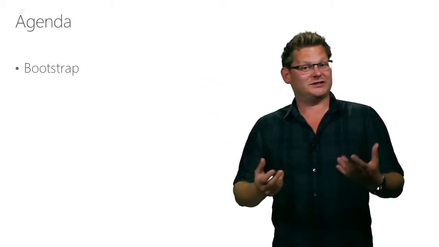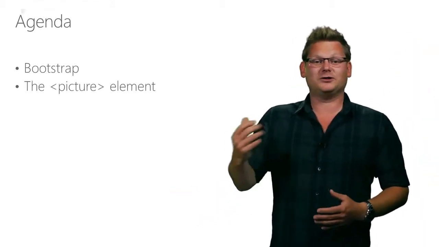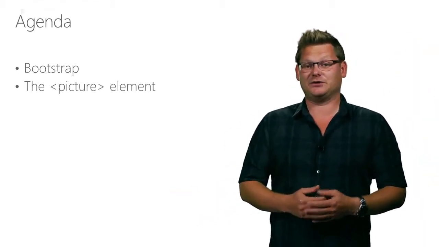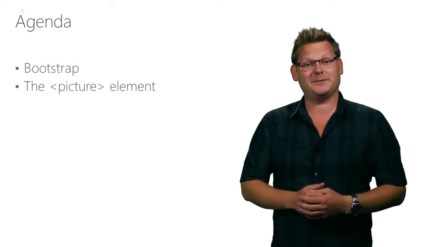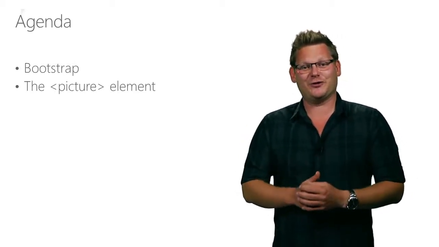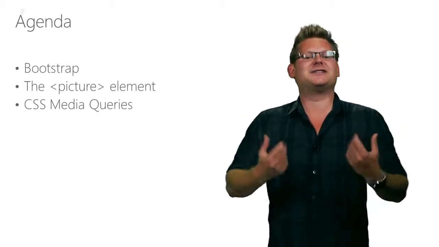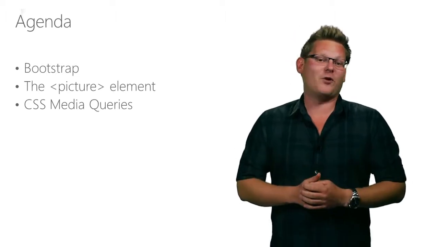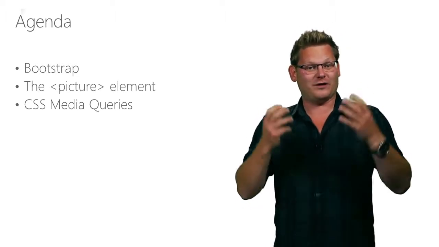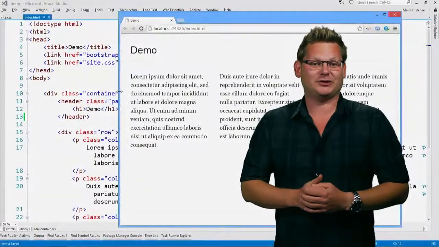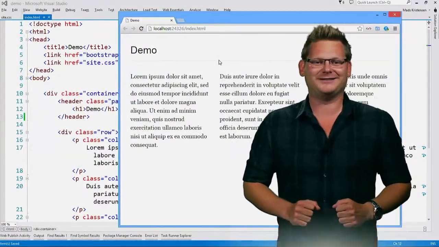We're going to do that by taking advantage of Bootstrap, which is a CSS library that helps us build beautiful websites that look great on mobile devices, tablets, desktops, and even larger screens than that. We're also taking a look at the new picture element that was very recently introduced by the W3C. That allows us to do a lot of other cool things with images in particular. And finally, CSS media queries tie everything together and give us more power than we've ever had before for responsive web design. So enough talk, let's jump in.